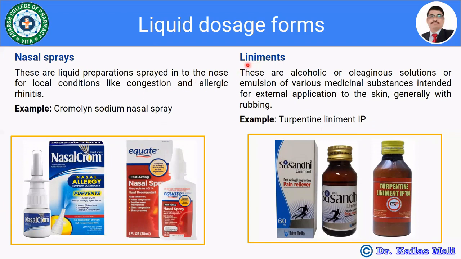Let us see the liniments. Liniments are alcoholic or oleaginous solutions or emulsions of various medicinal substances intended for external application to the skin, generally with rubbing. That is known as the liniment. For example, turpentine liniment IP. Here are some of the marketed formulations of the liniment.